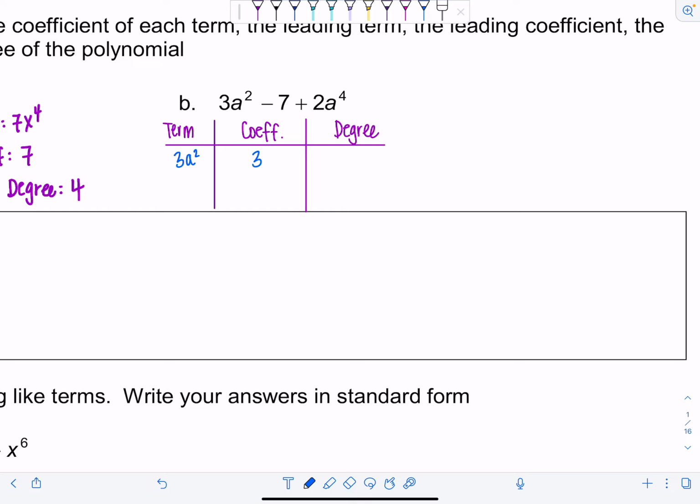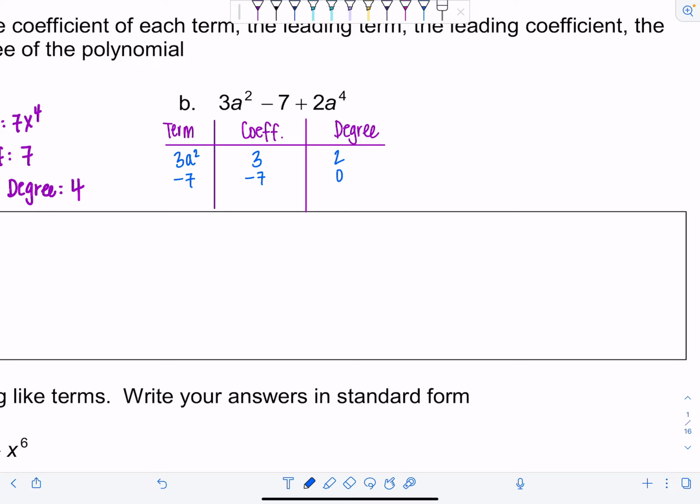And the degree, you can just look at the exponent on the variable. Think how many variable factors are there? It's 2. Nice. Okay, next term is -7. That's just a constant. So when you give the coefficient, it's the term itself, right? -7. And the degree, remember, there's no variable portion here. So there are no variable factors, so the degree is just 0.